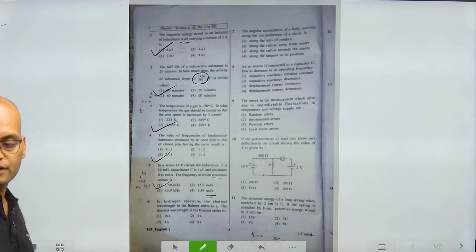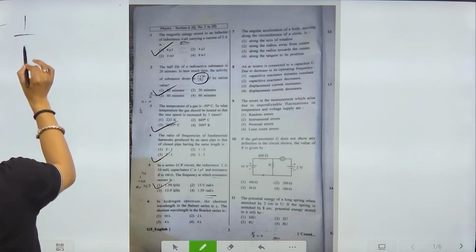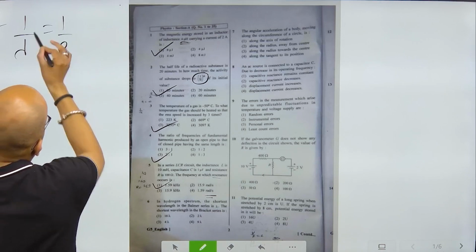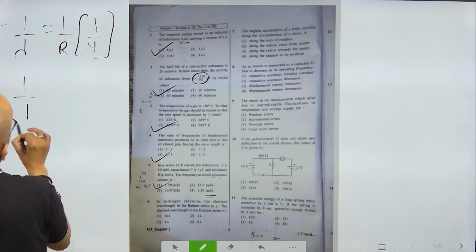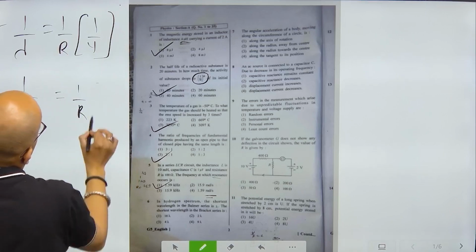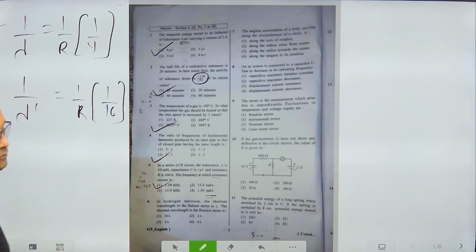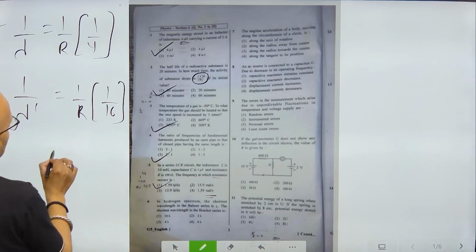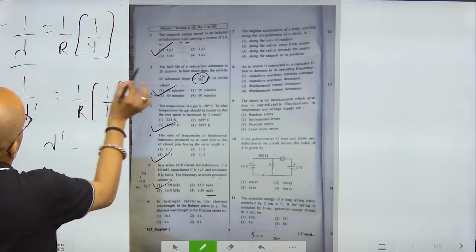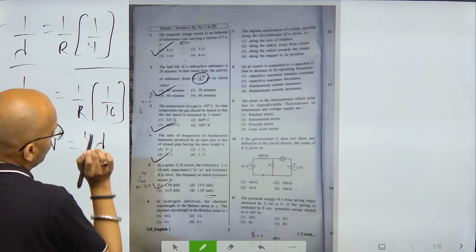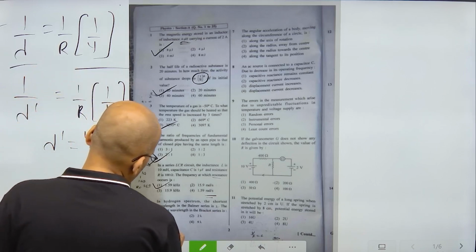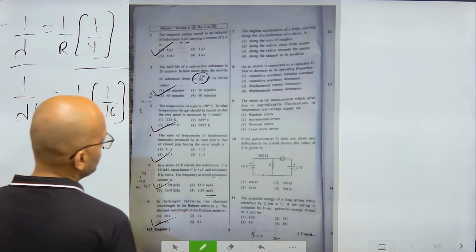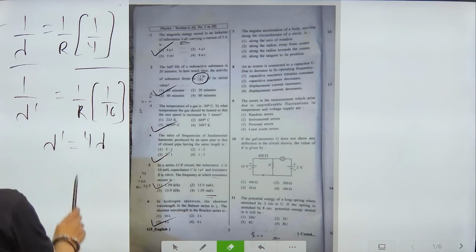Yes or no? So I can directly apply the formula: 1 upon lambda is equal to 1 upon R for Balmer into 1 upon 4, and 1 upon lambda dash is equal to 1 upon R into 1 upon 16, right? So this lambda dash will come out as 4 lambda if you divide them. Direct calculation. So option 3 is correct.